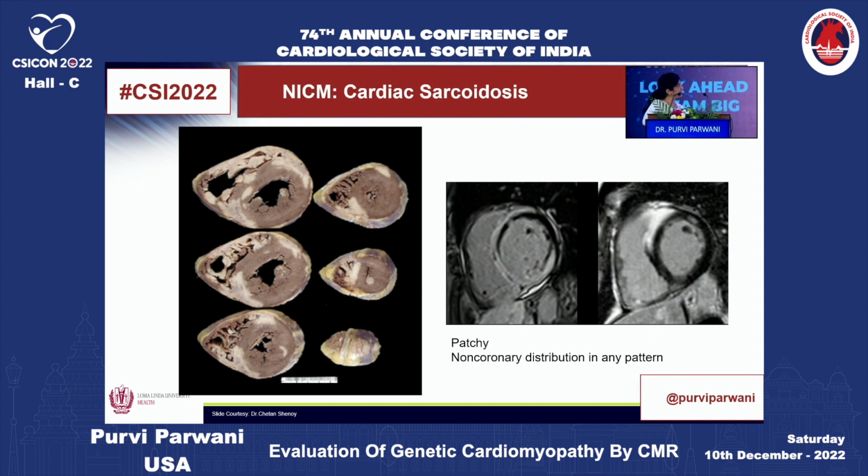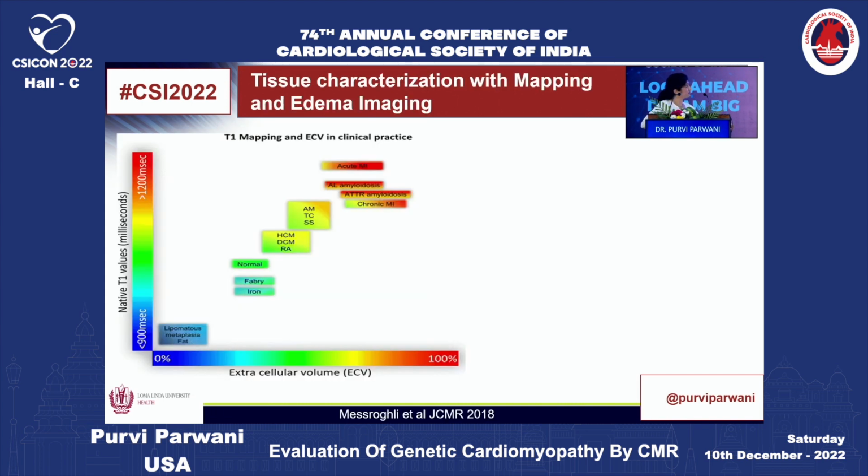Sarcoid can be very patchy. Look at the tissue specimen of sarcoid. So you have really patchy fibrosis on the tissue specimen, and similarly on MRI. Sarcoid can go anywhere. It can be in subendocardium, it can be in mid-myocardium, or it can be transmural. So that's something to keep in mind.